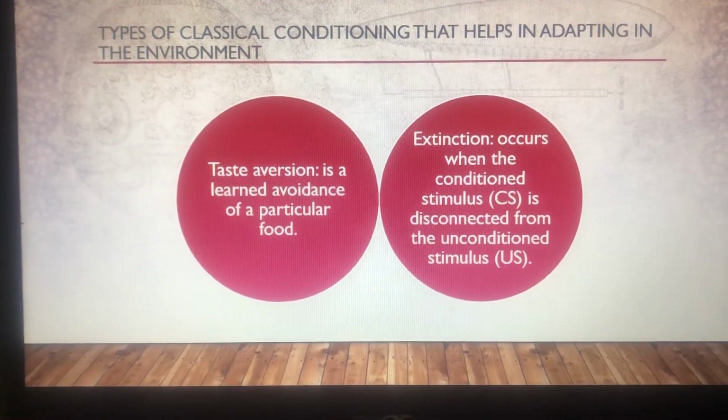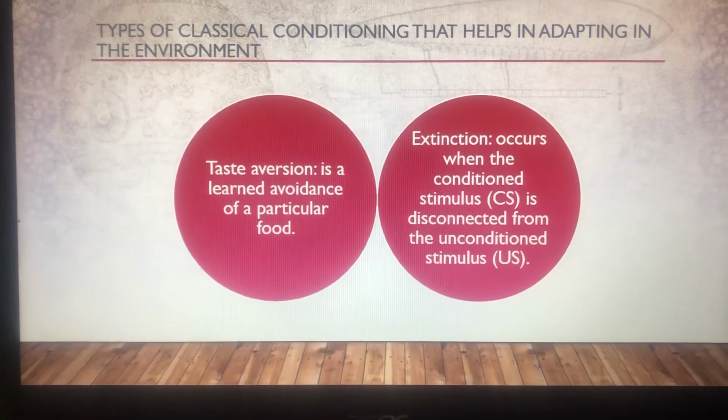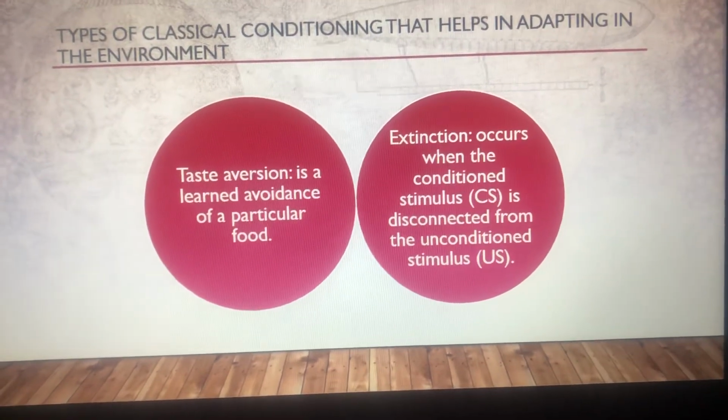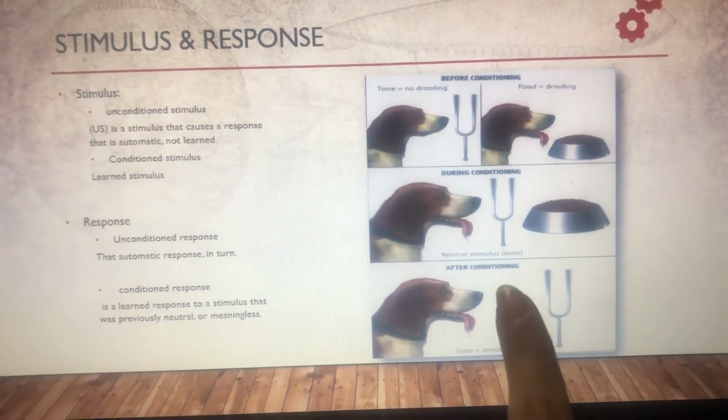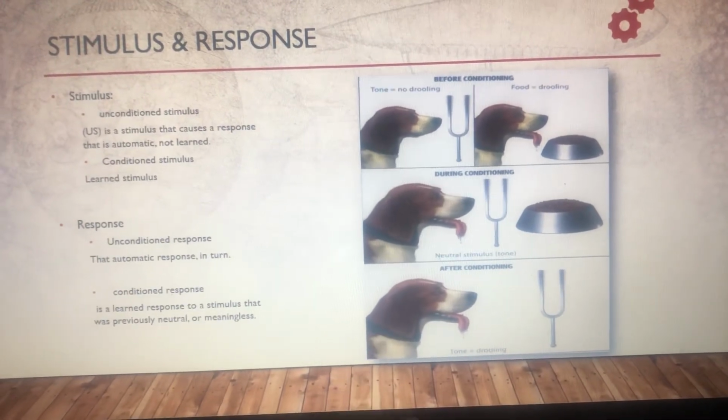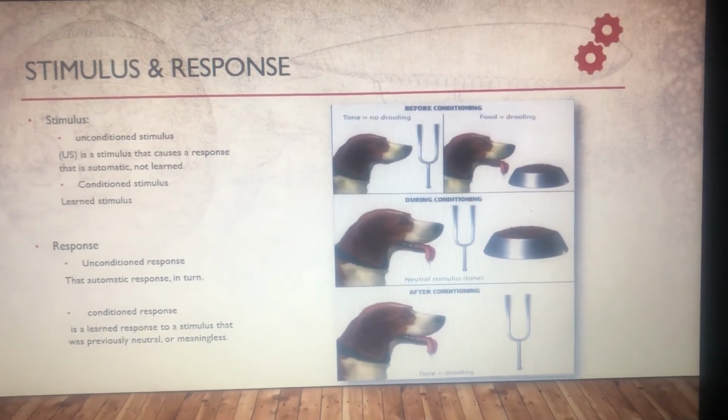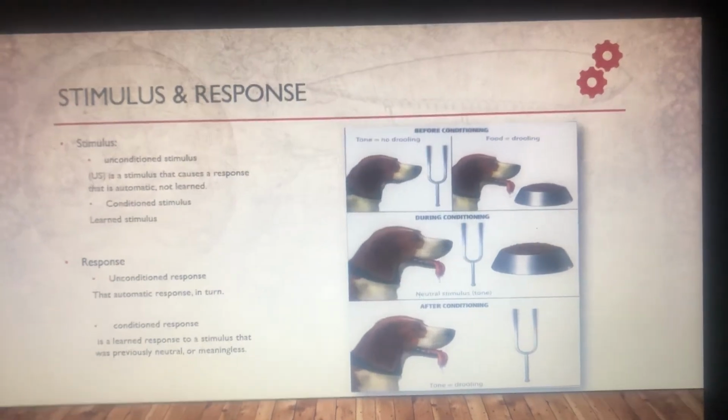Second, we talk about extinction. It occurs when the conditioned stimulus is disconnected from the unconditioned stimulus. That means that when the man stops ringing the bell for the dog for a while, the dog will learn that the bell no longer means that the food is ready.